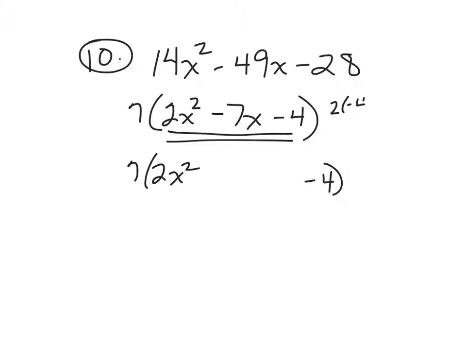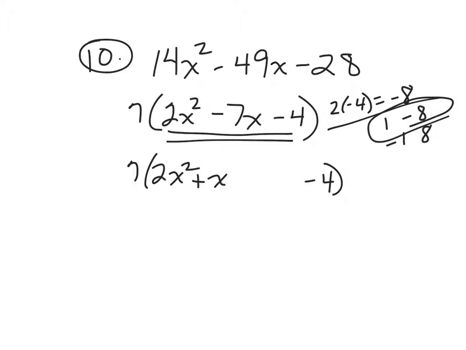2 times minus 4 is negative 8. Let's look for a factor pair of negative 8 that adds up to negative 7. Guess I'll make my list again. 1 goes into 8 8 times. Either 1 and negative 8 or negative 1 and 8. And looky there. The very first one, 1 and negative 8, adds up to negative 7. So how's that negative 7x going to flesh out? It's going to be plus 1x minus 8x.